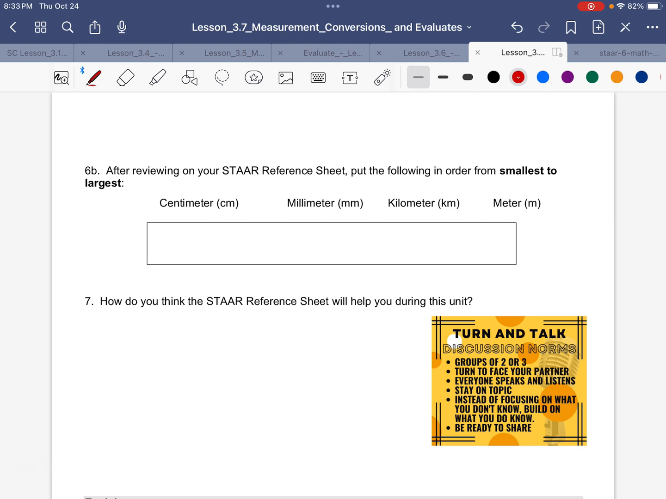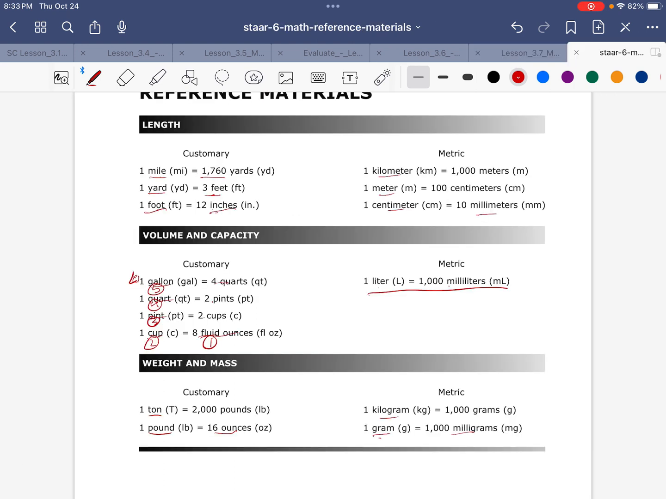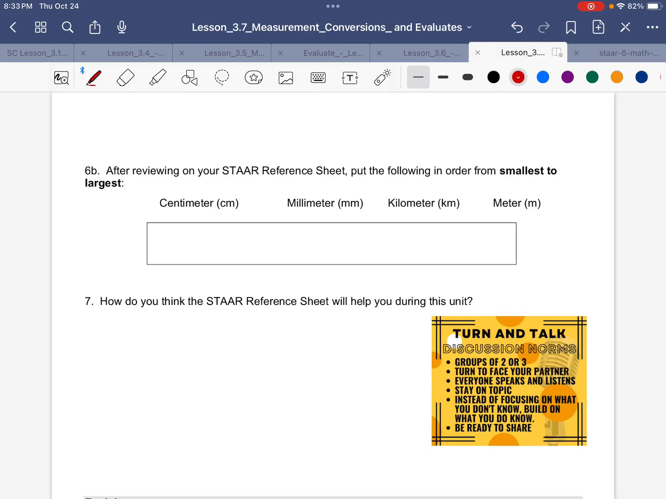And then our last one here, this is the one I looked at earlier. It's millimeters, centimeters, meters, then kilometers. So right here, millimeters, then centimeters, then meters, then kilometers, in that order from smallest to largest. Whoops, sorry. Messed that up. Kilometers is last. Meters is next. Then kilometers.